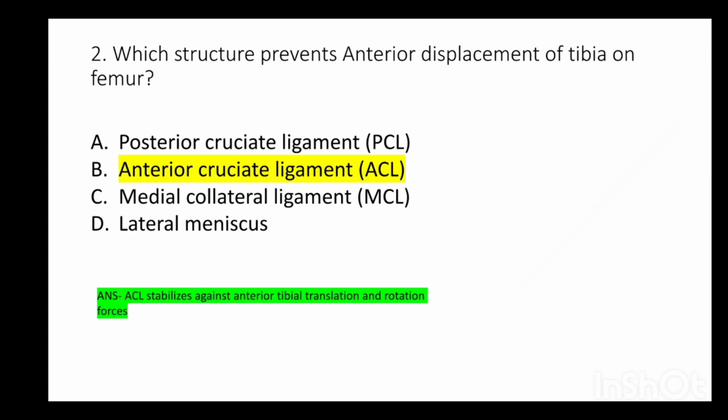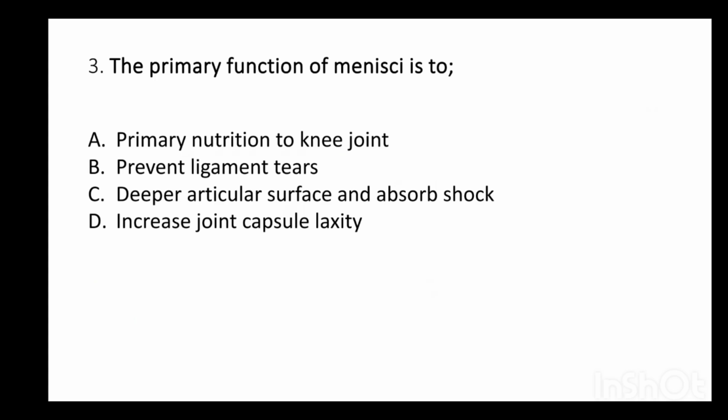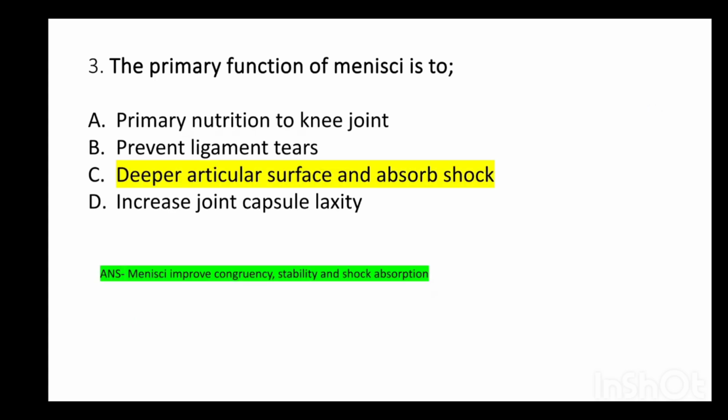Next question is, primary function of menisci is to provide nutrition to knee joint, prevent ligament tears, deepen articular surface and absorb shock, increase joint capsule laxity. And the answer is deepen articular surface and absorb shock. Menisci improve congruency, stability and shock absorption.